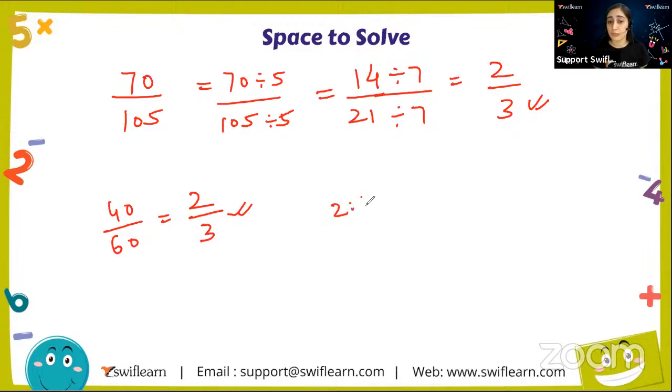So 2 is to 3. Here also I'm getting it. I'm getting the ratio of both as 2 is to 3. So now the ratios which were given in the question the first time, both things are proportionate to each other. The two ratios are proportionate. They are equal.